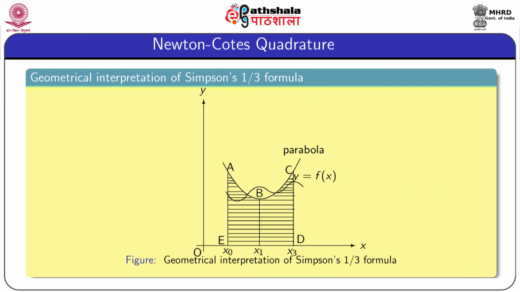Now, geometrically the Simpson 1/3 formula looks like this. In the Simpson 1/3 formula, the given function y equal to f(x) is replaced by a parabolic curve ABC. That means the area obtained by the Simpson 1/3 formula, the area bounded by the region ABCDE, is nothing but the value of the Simpson 1/3 formula. The entire integration is approximated by the area enclosed by the points A, B, C, D and E.